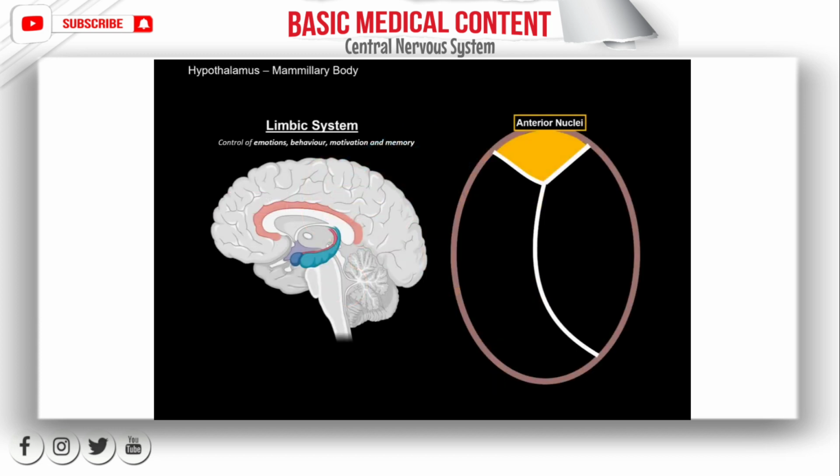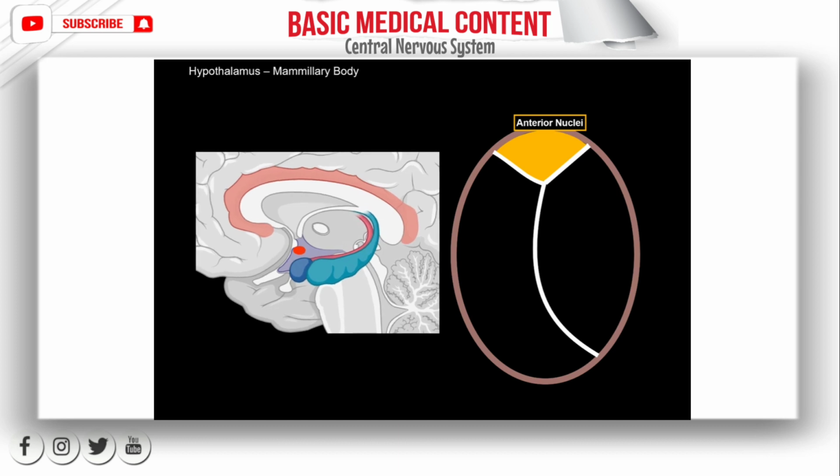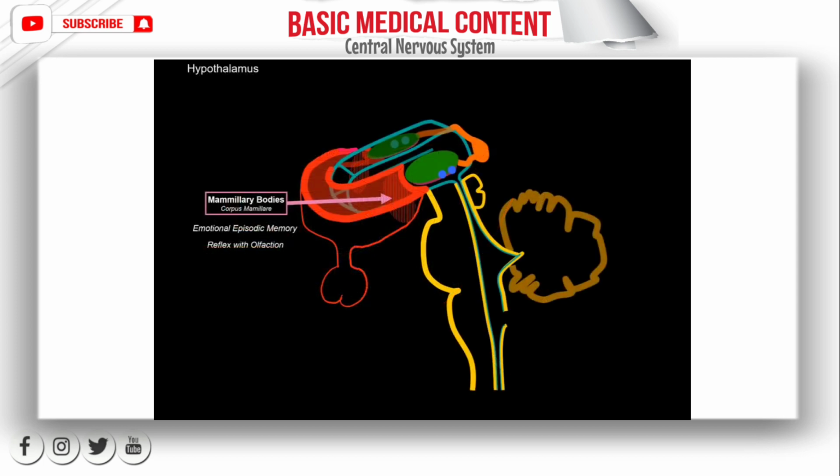Remember earlier when we went through the Papez circuit associated with the anterior nuclei of the thalamus, where we have the thalamus, hypothalamus, amygdala, hippocampus, cingulate gyrus, and the fornix? The mammillary body will send axons to the anterior nuclei of thalamus, which will send its fibers to the cingulate gyrus, and then to the hippocampal area, and then to the fornix and back to the mammillary body. This circuit will be responsible for emotional episodic memory, which is the emotional reaction to past memory. So that was the mammillary bodies.